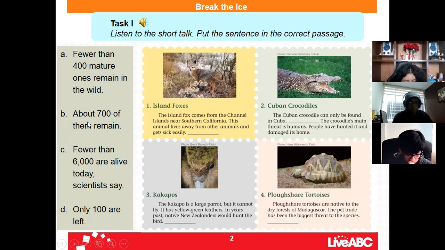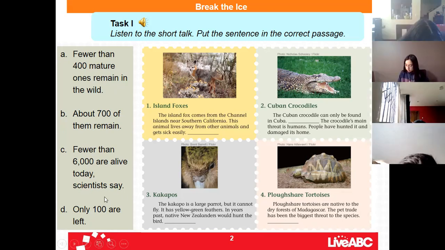About 700 of them remain. Letter C, Rivera Mateo. Fewer than 60,000 are alive today. Thank you. Ariana Carrillo, letter D. Only 100 are left. Muy bien, esas son las oraciones con las que vamos a llenar estos espacios en blanco.